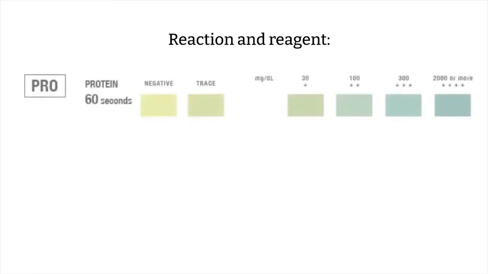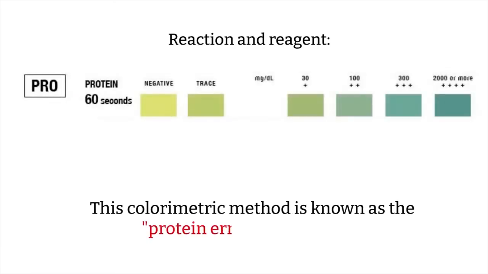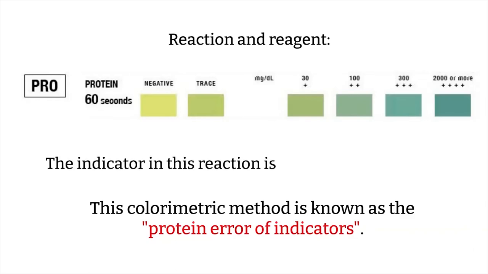The protein pad is read at 60 seconds after dipping in the urine. This is a colorimetric method used in the dipstick, based on the concept known as protein error of indicators. The indicator changes from yellow to green in the presence of protein. The results can be reported as negative to 4 plus, or negative to 2000 milligrams per deciliter, according to the color change.